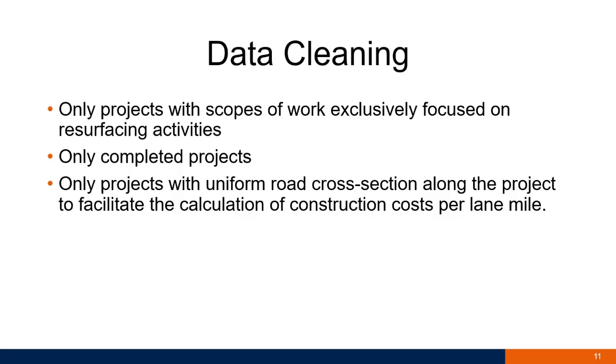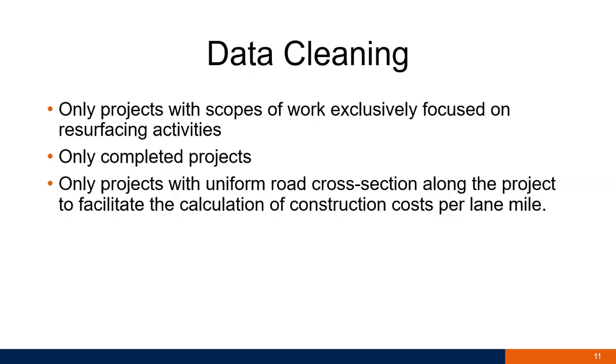I should mention that when we collected the data, we usually divided the data by lane mile. Lane mile means, let's say the whole project was 5 miles, but it was 3 lanes in each direction. That means 6 lanes overall. So we would say this project is actually 5 times 6, which is 30 lane miles.